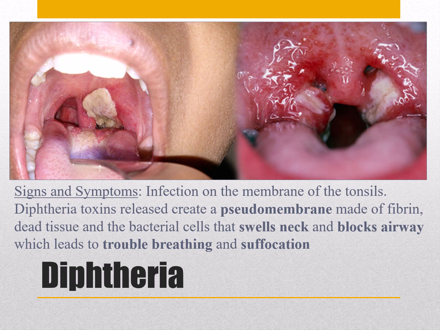The concern here is that this swelling and this pseudomembrane, this net of fibrin and cells, essentially blocks our airway and we suffocate. So this is kind of scary when it comes to this particular disease and this microbe, this particular symptom.